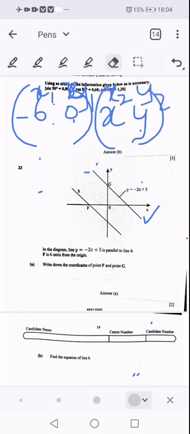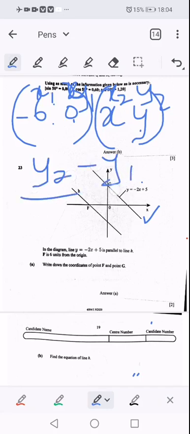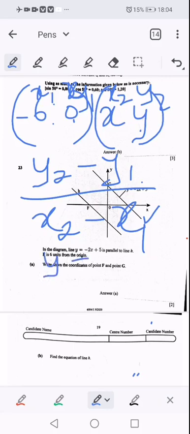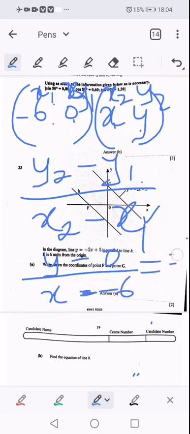Do you still remember that? To find the gradient you say increase in y over increase in x, so y2 minus y1 all over x2 minus x1. Okay, so what is y2? It is y. And y minus y1 is y minus 0, all over x2, which is x, minus x1, which is -6. So using your formula, that is equal to the gradient, which is -2. Right, let's go with the question.